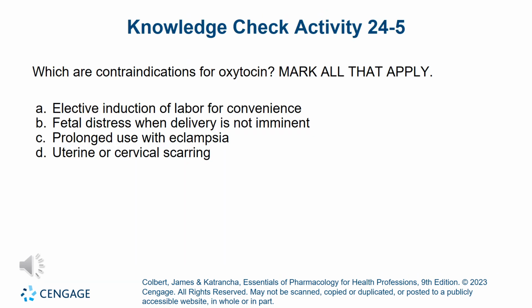Knowledge check activity 24-5. Which are contraindications for oxytocin? Mark all that apply. A. Elective induction of labor for convenience. B. Fetal distress when delivery is not imminent. C. Prolonged use with eclampsia. Or D. Uterine or cervical scarring. Write your answer down and you can check it at the end of the video.